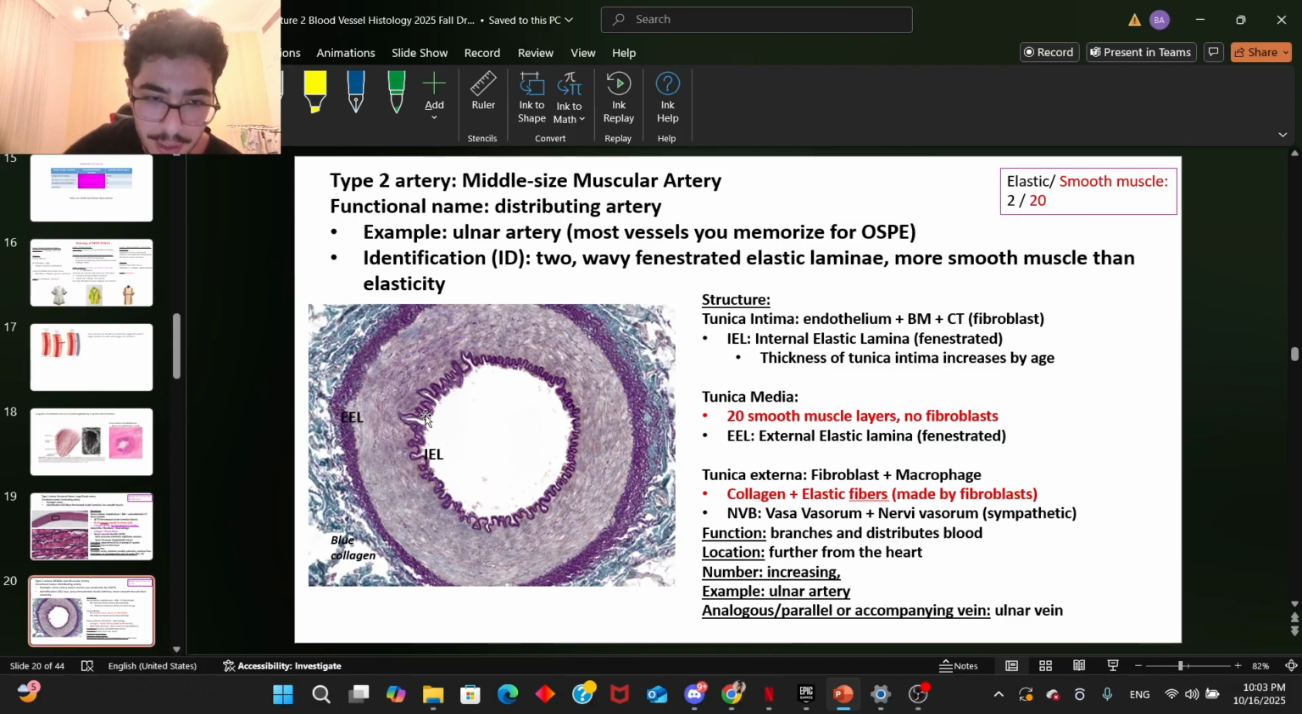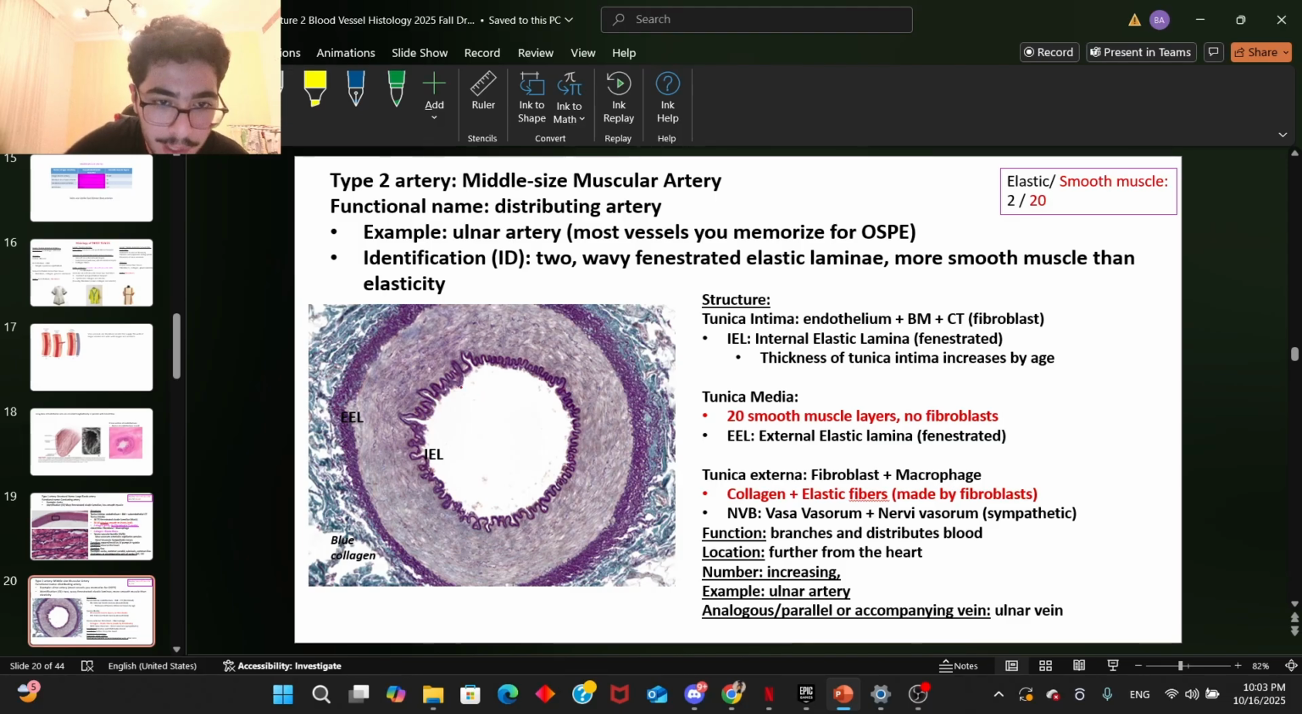Now, what is the difference between internal and external? The internal is going to be the elastic lamina that is between the tunica intima and the tunica media. Okay, and the external elastic lamella will be the elastic lamella layer that is between the tunica media and the tunica adventitia. This is tunica adventitia here.